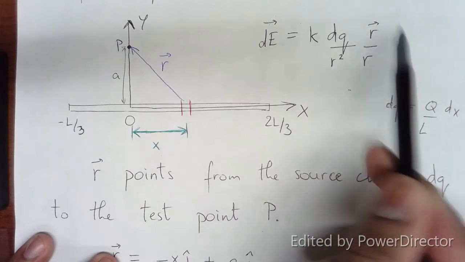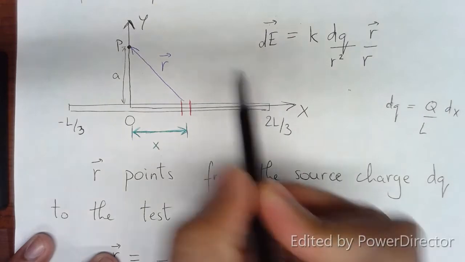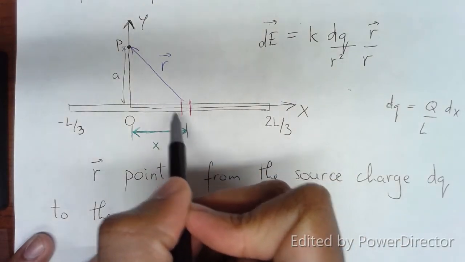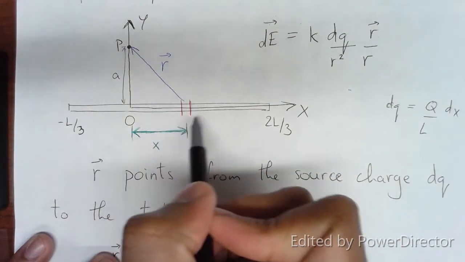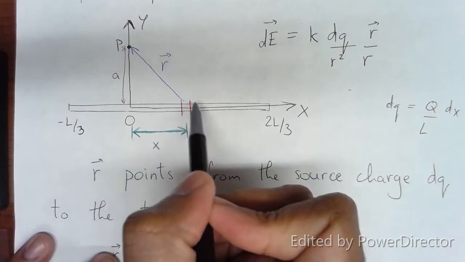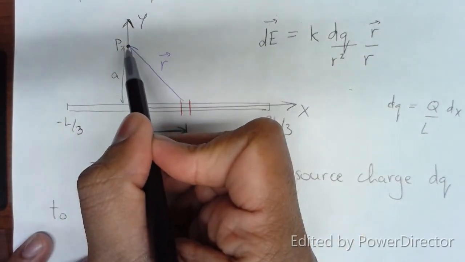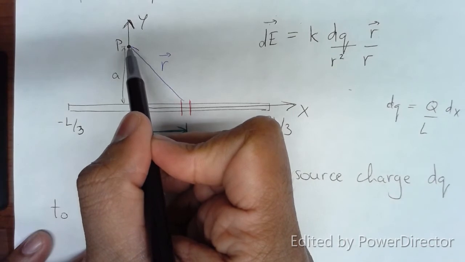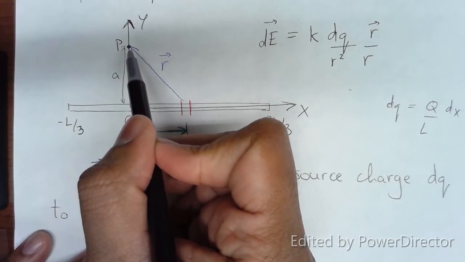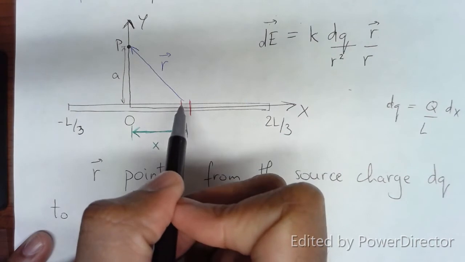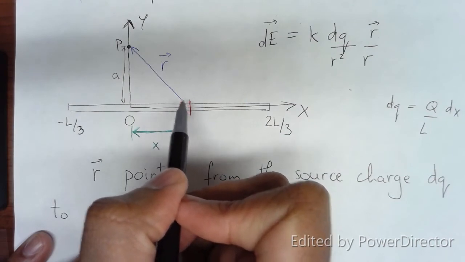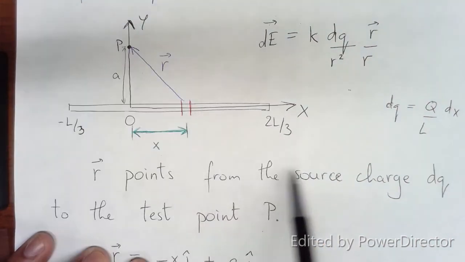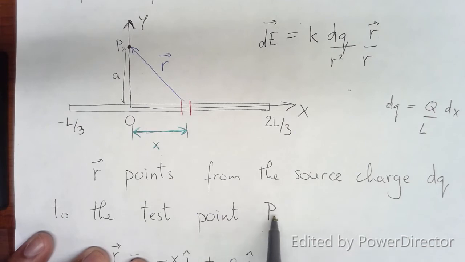So what is the physical picture behind r vector? Well, r vector points from the source charge, the charge which is creating the electric field, to the test point, right? You're examining the electric field at point P, and so that is the test point. So r vector points from the source to the test point, so from the source charge dq to the test point P.